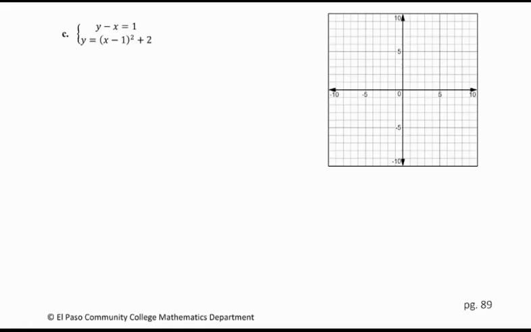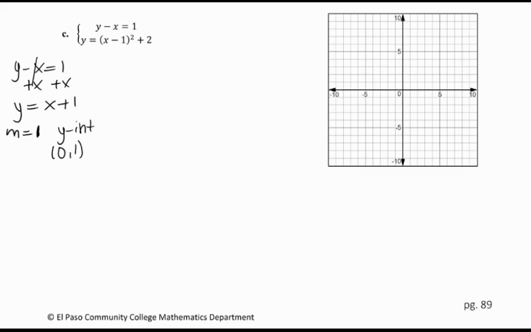For our last example, we have a linear equation and we have a quadratic equation. So for the linear one, again, we're going to use slope-intercept form. So we have y minus x equals 1. We add x on both sides. So y equals x plus 1, where my slope is the coefficient of my x, in this case 1. And my y-intercept is going to be 0, comma 1.